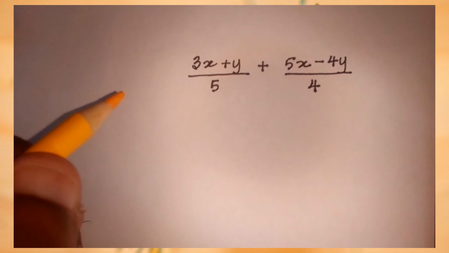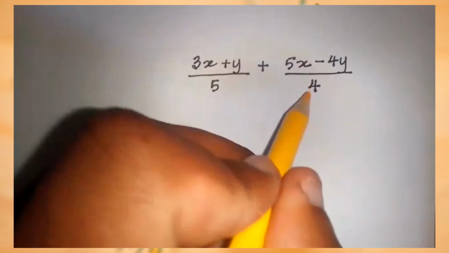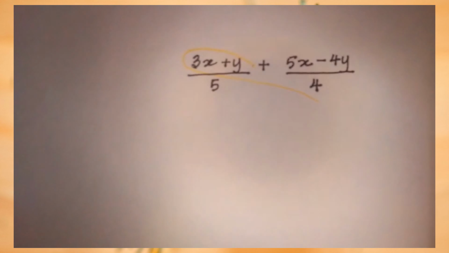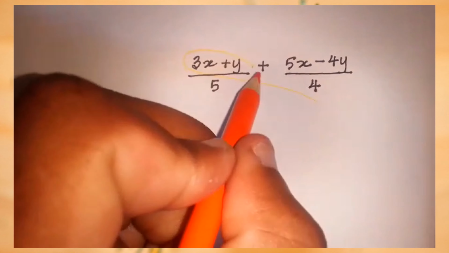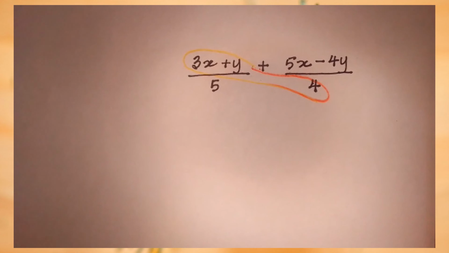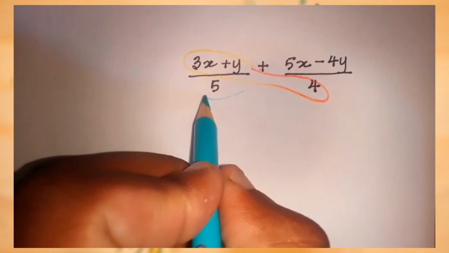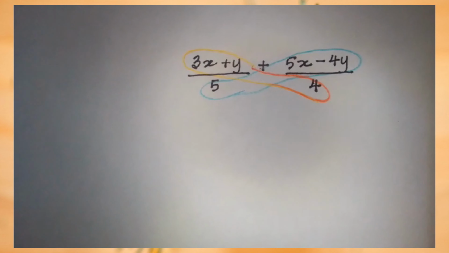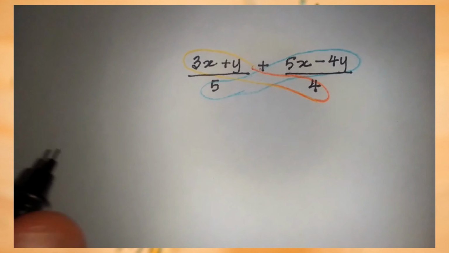So how this works is I deal with the 4 and this 3x plus y, right? And then I deal with this 5 and this 5x minus y. So this is what I mean.